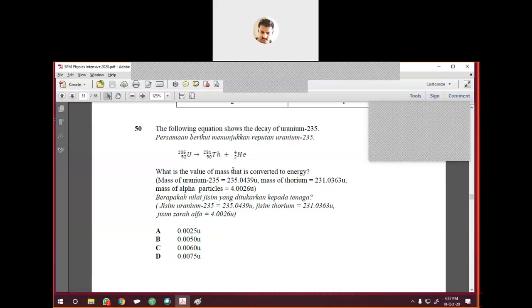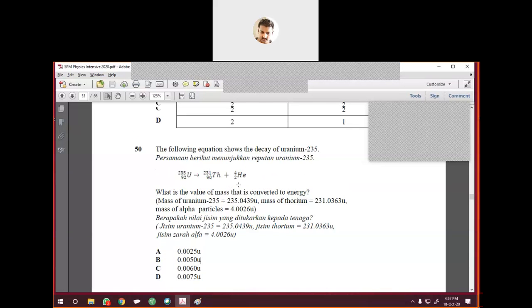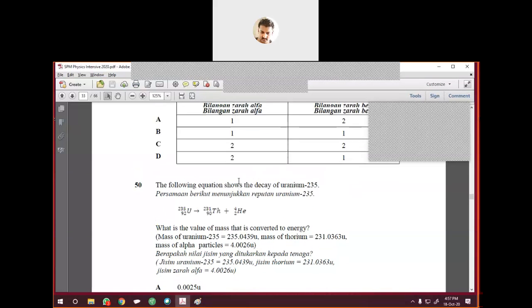If the same question comes out in paper 2, they won't ask you like this. They say calculate the amount of mass lost. Question number 1. So when you calculate the amount of the mass lost, you'll find 0.005 u. And then the next subsequent question they'll ask you is what happened to this excess mass? The mass is actually converted into energy.